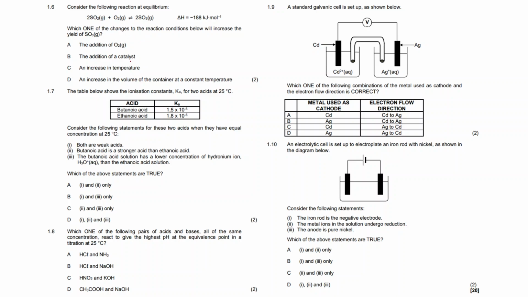So, if we add a catalyst, increase the temperature, or increase the volume of the container at constant temperature, well, actually, just the catalyst and the temperature, those increase the rate of the reaction. However, it does not change the amount of product formed. An increase in the volume of the container at a constant temperature also affects the rate of reaction. However, it doesn't affect the amount of product produced.